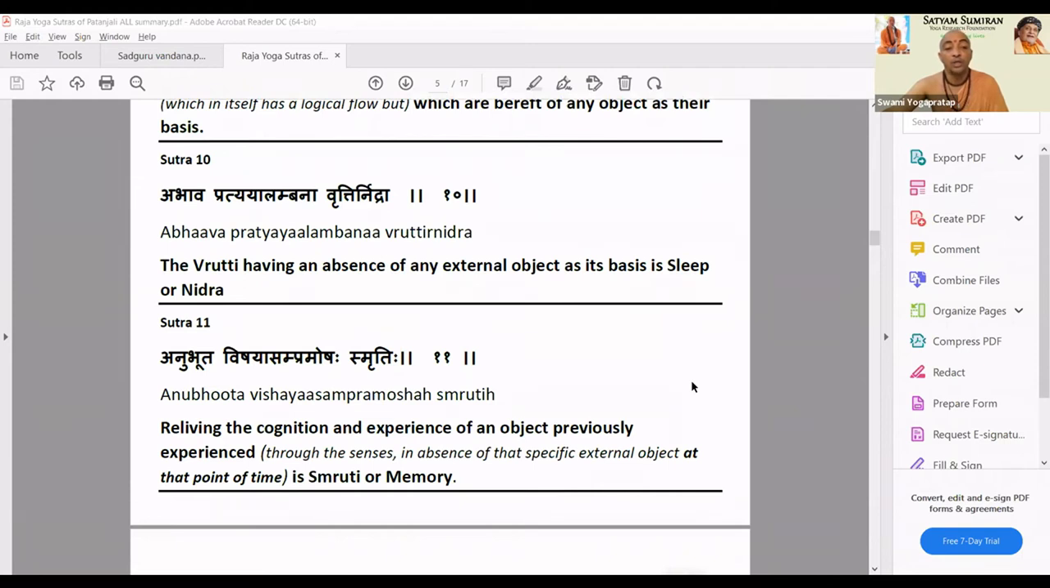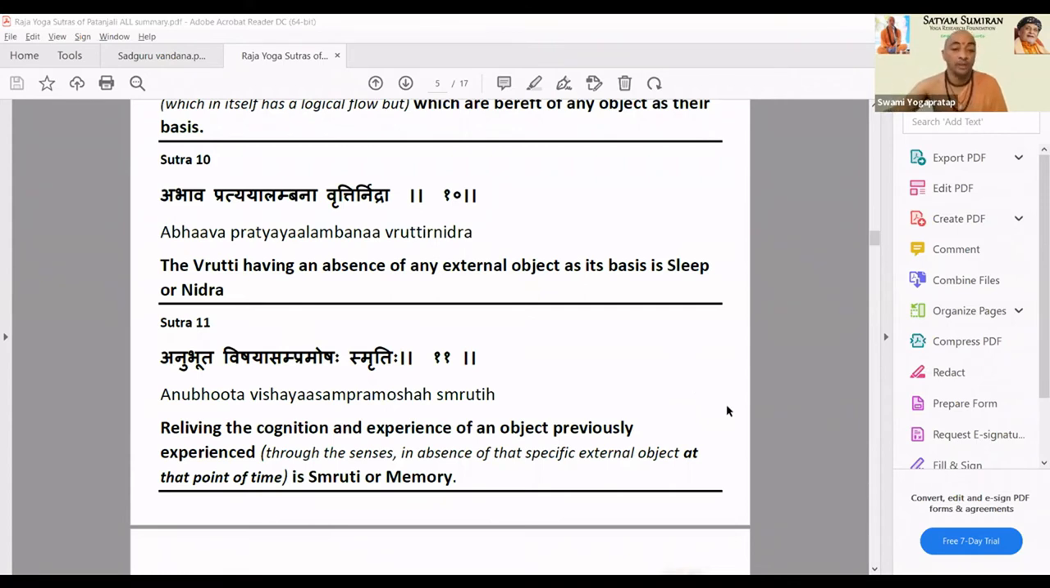What is smriti? Anubhuta vishaya asampramoshaha smriti. Reliving the cognition and experience of an object which was previously experienced by the senses, in the absence of that object at that point of time. I have seen the Taj Mahal, and then I relive those memories after I have come away from Agra. The Taj Mahal is not in front of my eyes, but I relive that.